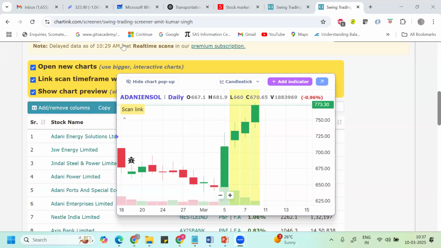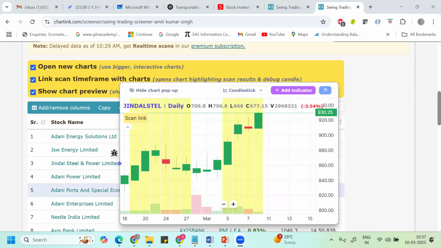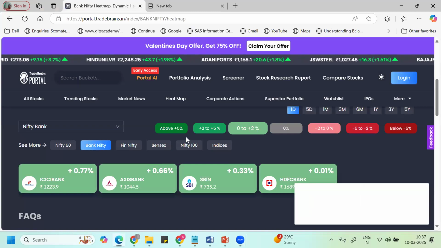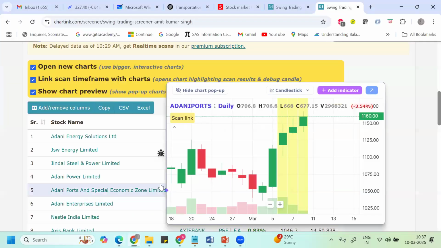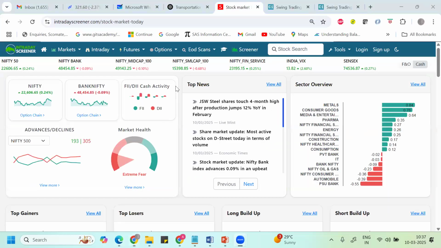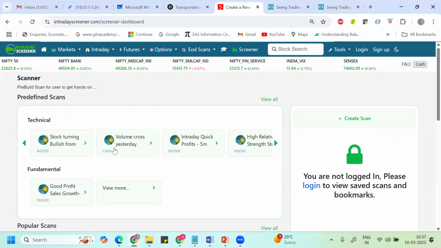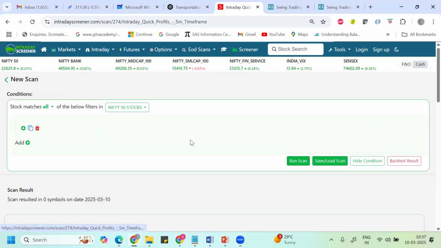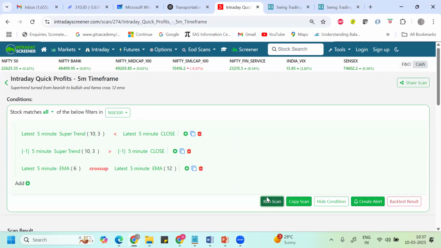So like this, you can use this link for finding stocks for swing trading. Similarly, guys, for intraday you can use portal.tradebrains.in, or for finding stocks for intraday you can use this screener. Under the intraday screener, you can run this screener.